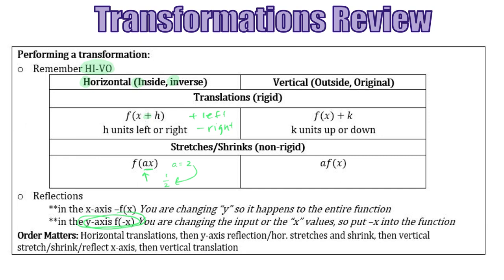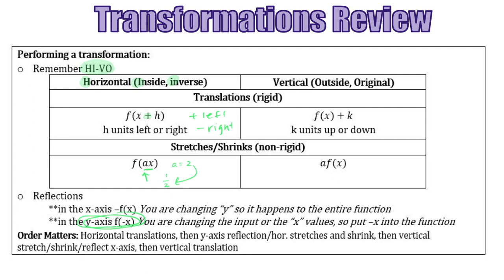If we're listing out a transformation, like we're explaining in words what's happening, we always start with horizontal translations, and then we deal with horizontal or y-axis reflections, horizontal stretches and shrinks. That order doesn't matter, but the translation must come before these two items. And then we'll talk about vertical stretches, shrinks, or reflection in the x-axis, followed by the last thing we'll list, which is a vertical translation if it exists.